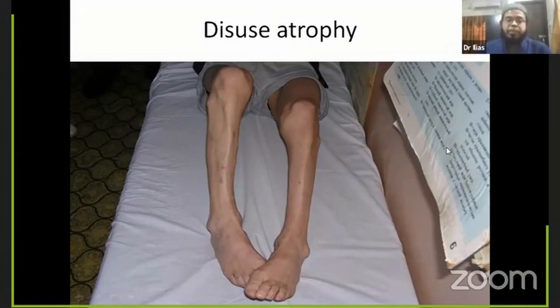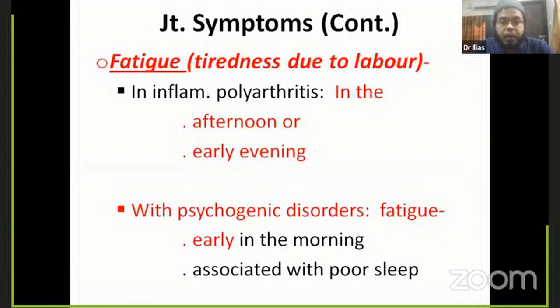The patient is having wasting of the leg muscles due to osteoarthritis of the knee joint. So this is another picture of disuse atrophy due to joint pain. And another symptom could be fatigue. What is fatigue? Fatigue is the tiredness due to labor. Whenever we are doing some strenuous or laborious activities, we sometimes feel so much tiredness. So that is called fatigue.